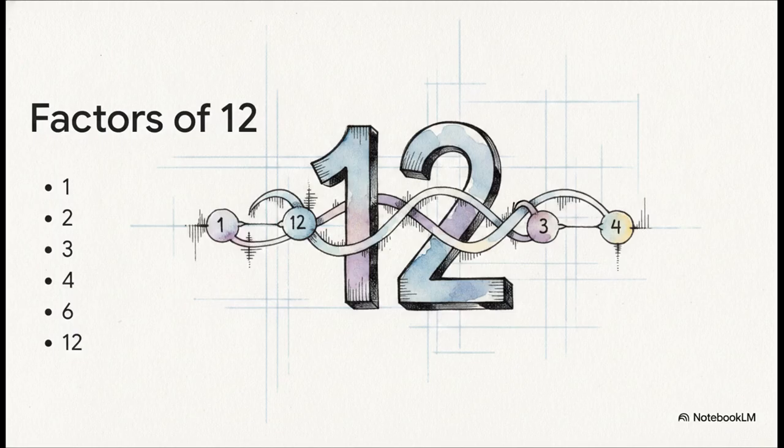Let's take a slightly bigger number, like 12. You find its factors by hunting down every single whole number pair that multiplies together to create it. So 1 times 12, 2 times 6, 3 times 4. This means the complete list of factors for 12 is 1, 2, 3, 4, 6, and 12. Honestly, it's kind of like discovering the DNA of a number. It tells you exactly what that number is built from.